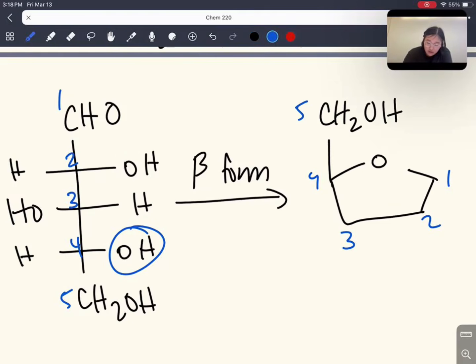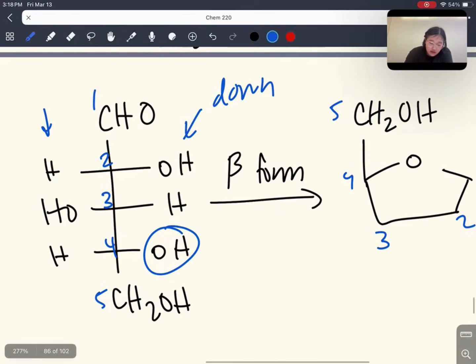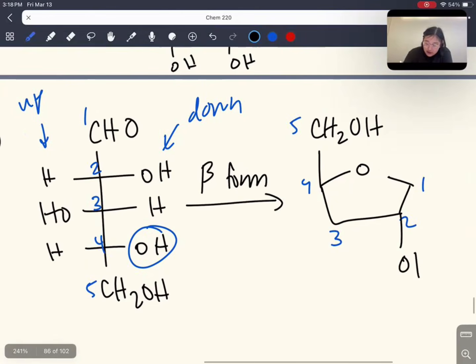Carbon number 2, our OH group here is located on the right, and we know that molecules on the right are located down, molecules on the left are located up. And so that means that carbon 2, our OH group will be down, carbon 3, our OH group will be up. And now we have to figure out the anomeric carbon, if it's up or down.